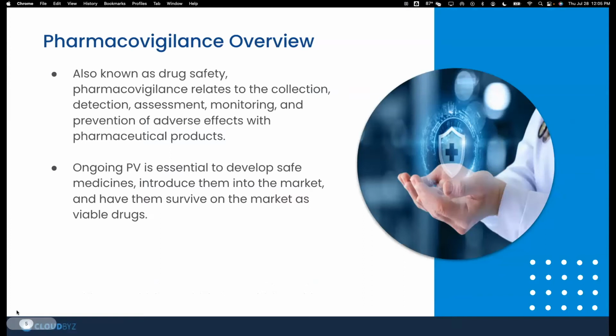Great. So pharmacovigilance and signal detection really go together hand in hand. Really quickly, I'd like to talk about pharmacovigilance. You may also know it as drug safety, and it relates to the collection, detection, assessment, monitoring, and prevention of adverse effects associated to pharmaceutical products.